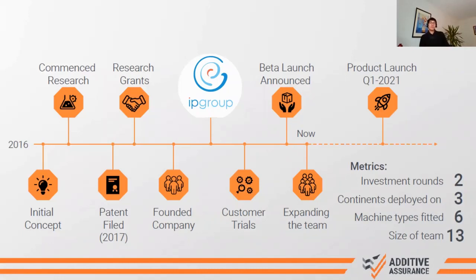And then, towards the end of 2017, beginning of 2018, IP Group came into contact with Additive Assurance. We did our due diligence, and we really believed that in partnership together with Additive Assurance, we could create something great. As it stands right now, we have a product launched that is in the hands of customers and does what it's supposed to do.